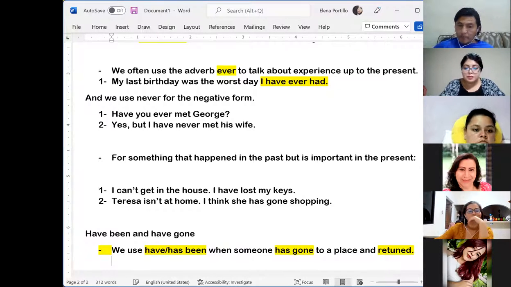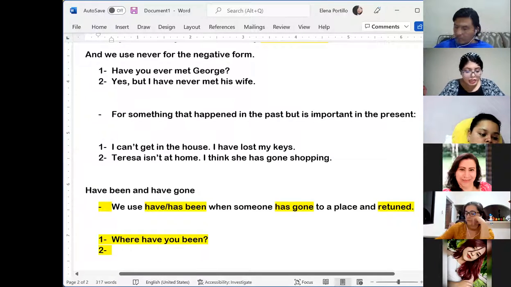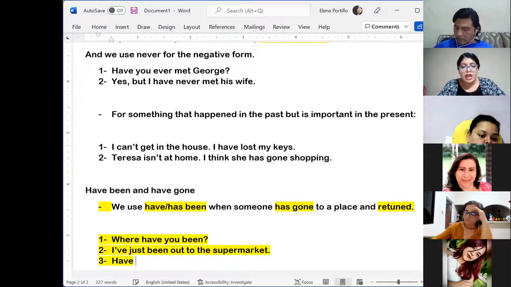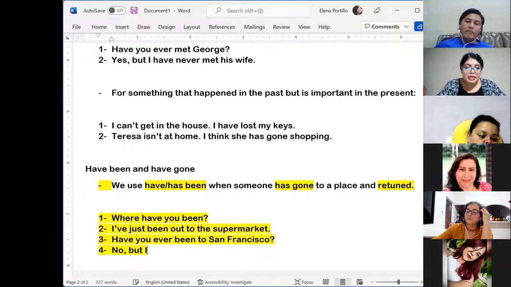And we have some examples. Number one, where have you been? That's the question. Where have you been? And the answer is, I've just been out to the supermarket. Have you ever been to San Francisco? That's another question. Have you ever been to San Francisco? And the answer is no, but I have been to Los Angeles.